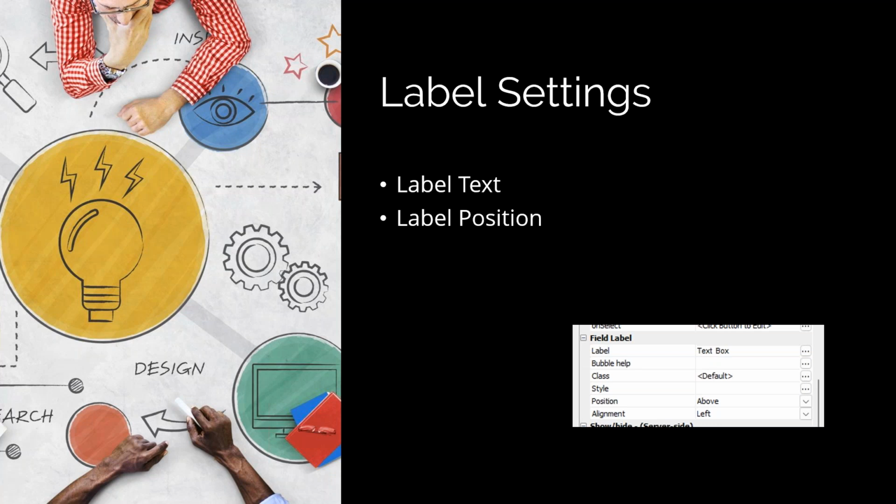Bubble help, which is a mouse triggered event, displays help text if the mouse hovers over the bubble or over the label. May not be important to you if you're building mobile apps, but that's available to you. And then alignment, is it on the left side of the control, the right side? Sorry, not the control. Is it on the left side of the container that it's rendered in, the right side, centered, that kind of thing.